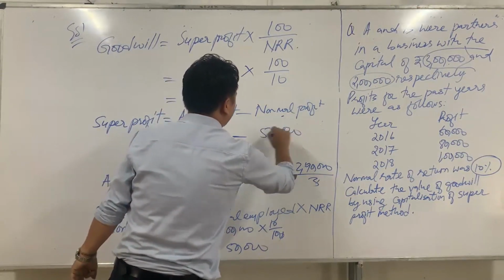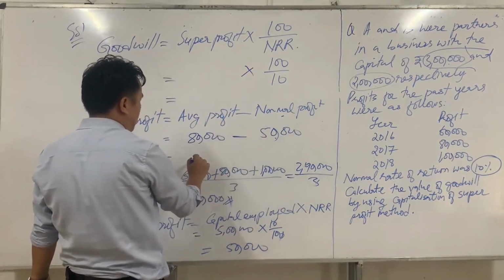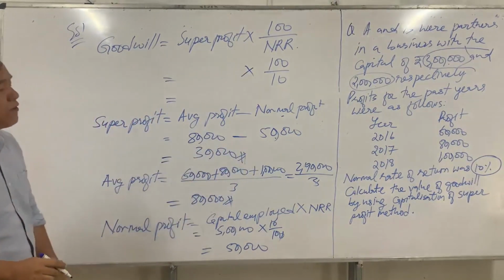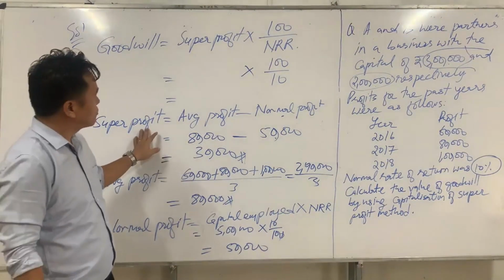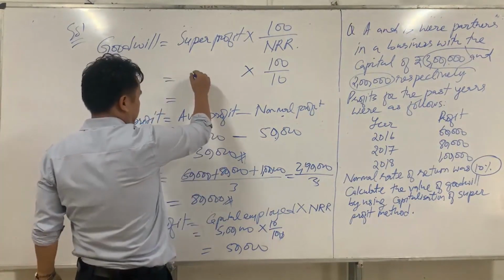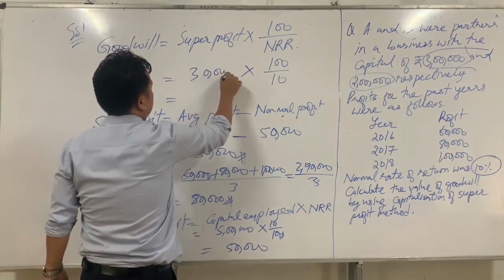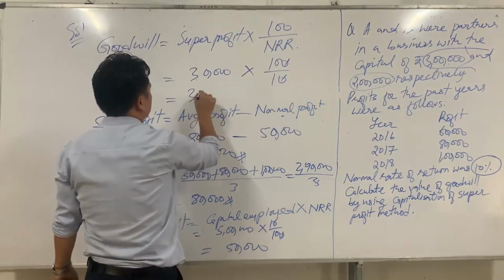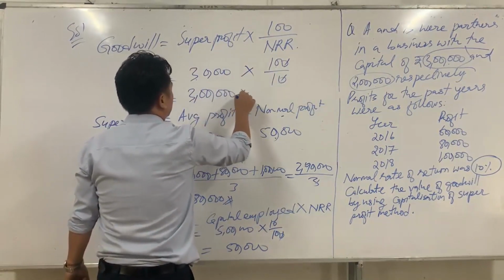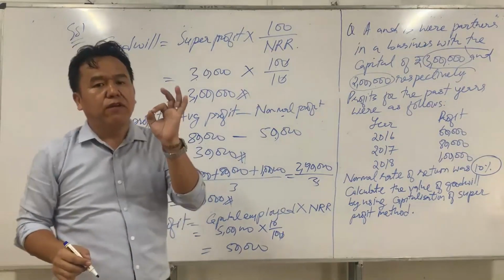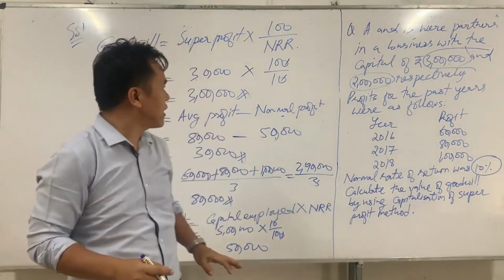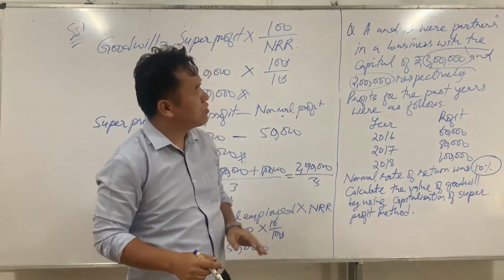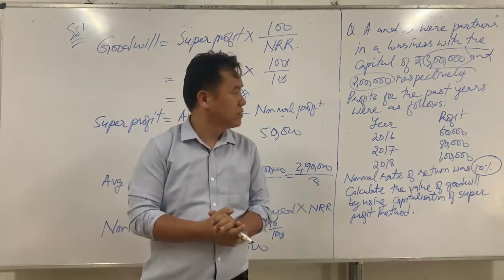Okay, we can put the value of normal profit. If we deduct 50,000 from 80,000, how much do we get? 30,000. So 30,000 is the super profit of the firm. Now we can put the value of super profit here. What is the value of super profit? 30,000. 30,000 multiplied by 10. How much did we get? 3 lakh. So 3 lakh is the goodwill of the firm. So this is how we calculate the firm's goodwill by using the capitalization of super profit method.